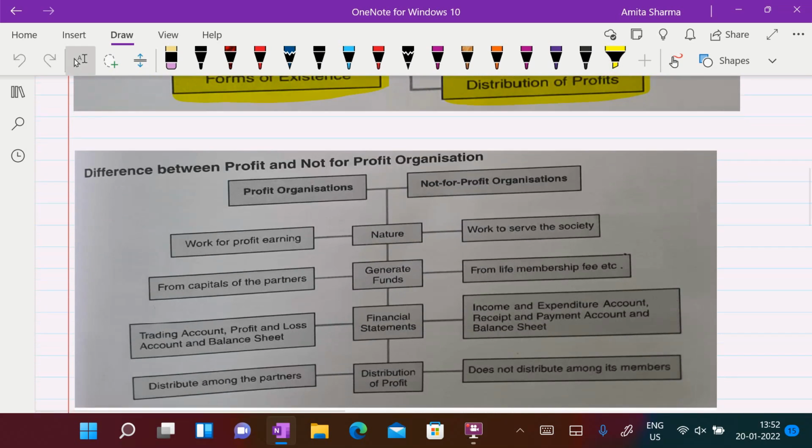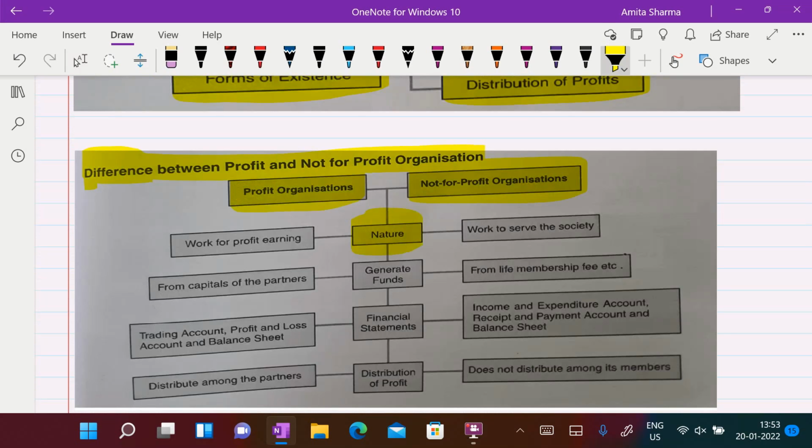Next, what is the basic difference between profit organization and not for profit organization? Students, we have studied all the profit organizations in class 11: sole trader, partnership, company accounts. Here we are studying the not for profit organization. Now we can differentiate between the two. Let us differentiate on the basis of nature.